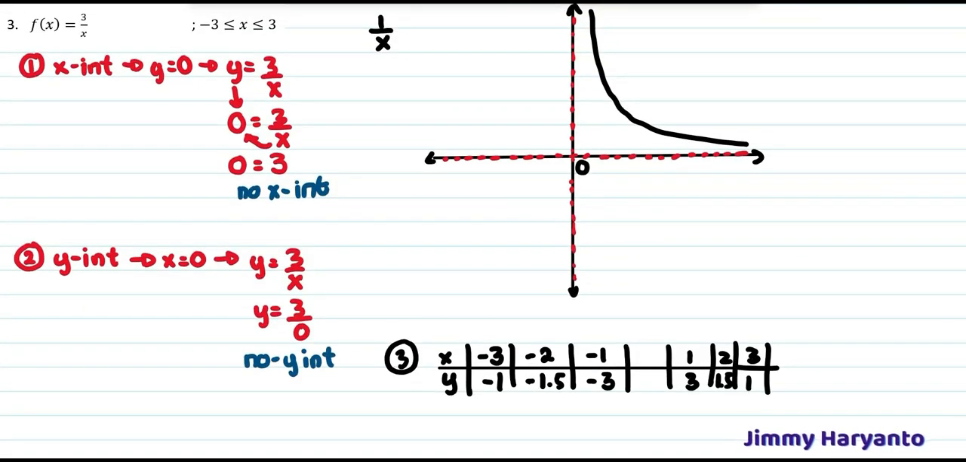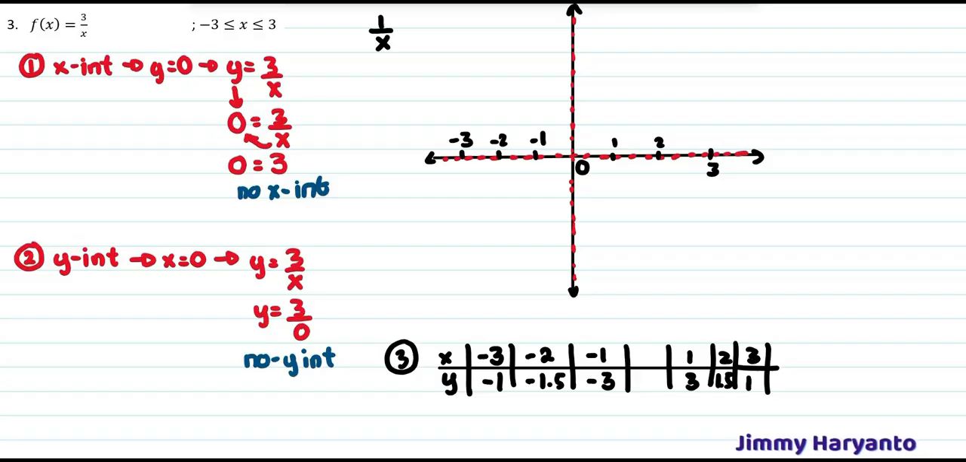We only have to plot the points. Let's say -3 is right here, -2, -1, and then 1, 2, and 3. And then we have -3 also for the result, -1, -2, -3. For this one it's only, oh no, same: 1, 2, 3. Okay, let's plot the first point, -3, -1 is right there. And then for this one, -2, -1.5 is right there, and then -1, 3 is right there.